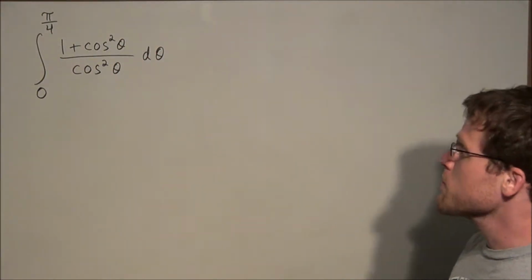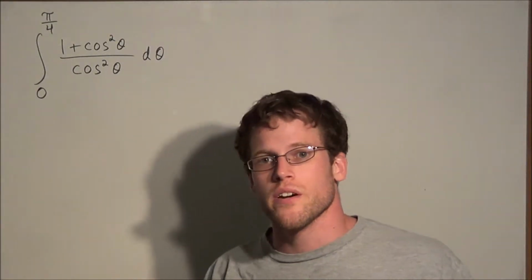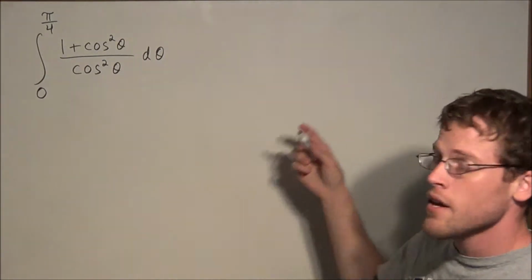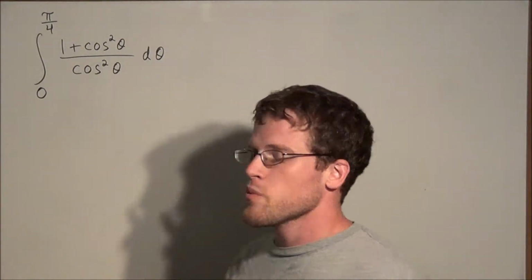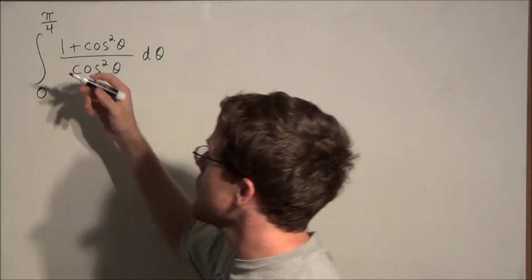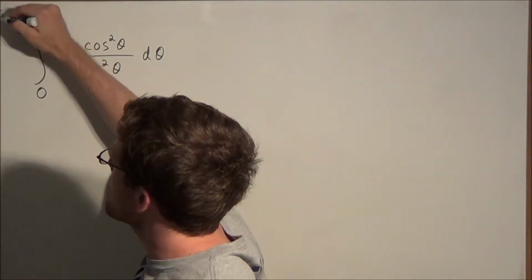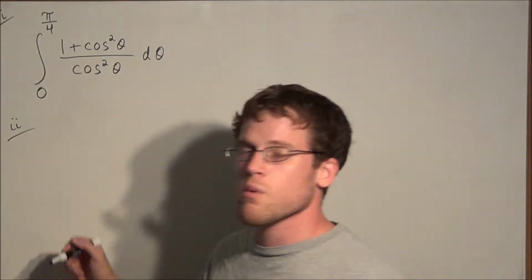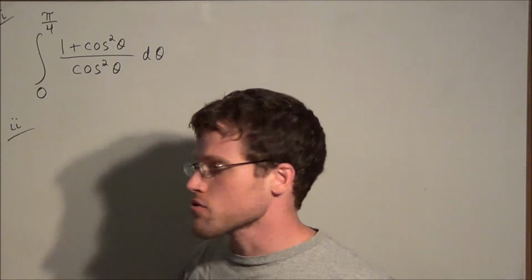So for a problem of this type, whenever we see cosine squared, it's tempting to want to substitute for 1 minus sine squared. But as we're going to see in this example, we can make this a lot easier just by making an algebraic manipulation. So if we call the beginning of the problem step 1, for step 2, we want to break this apart into two integrals.